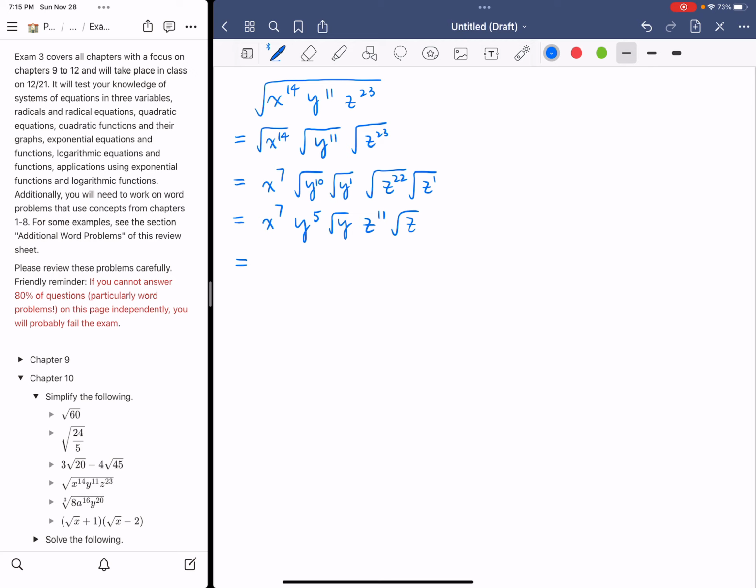For the last step, we're going to reorganize the different factors that we see right here. All the numbers that are not underneath the square root, we put them together. So x to the 7th, y to the 5th, z to the 11th. And then the two factors that are under the square root, we put them together, square root of y times z. And this is our final answer for this one.